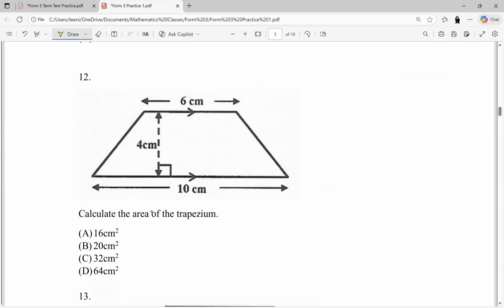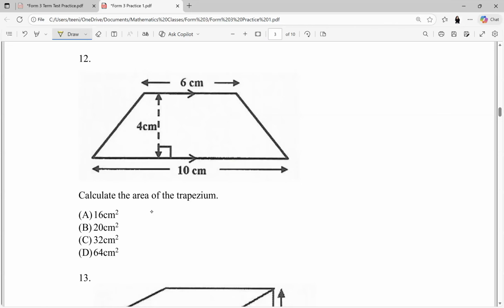Okay. Calculate the area of the trapezium, guys. Now, there is a formula for the area of a trapezium, but if you were to forget the formula, I think it's given to you in your list of formulae, but I don't know if you all get that as yet.